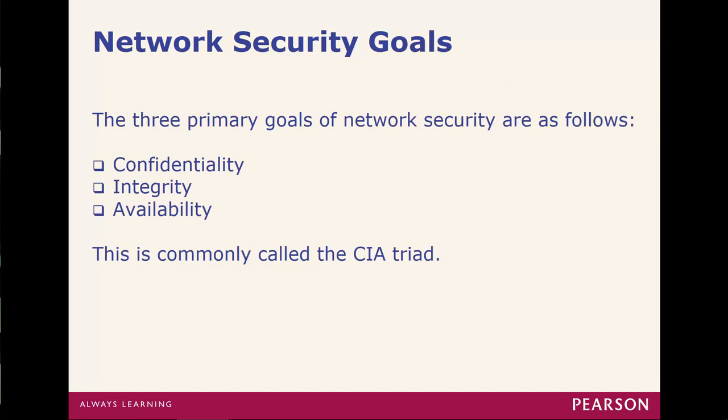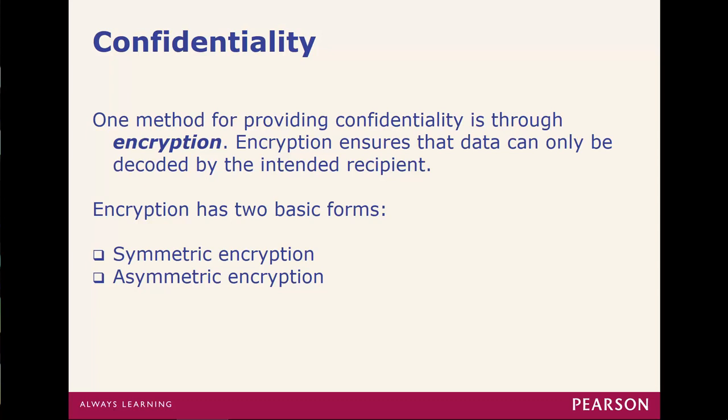So the network security primary goals is 3 items. CIA: confidentiality, integrity, and availability. Confidentiality is one method of providing is through encryption, essentially making sure that data is kept secret. Dealing with encryption, there's 2 major types, symmetric and asymmetric encryption.